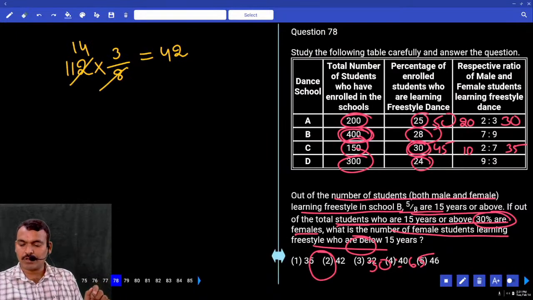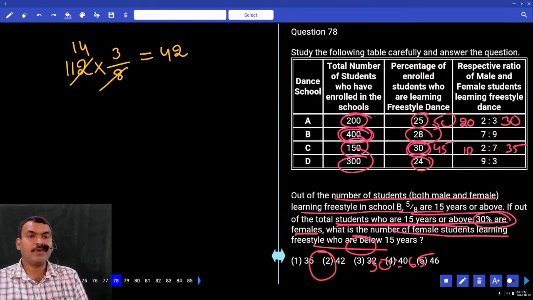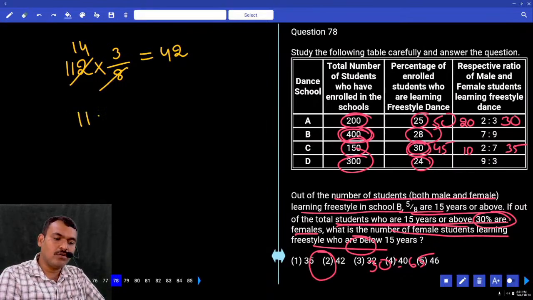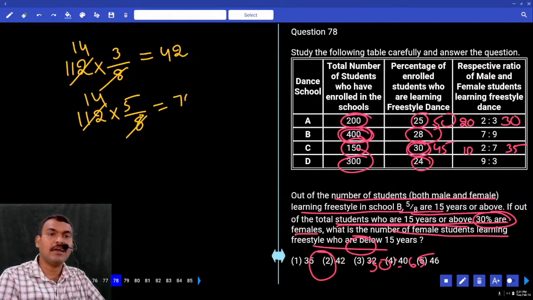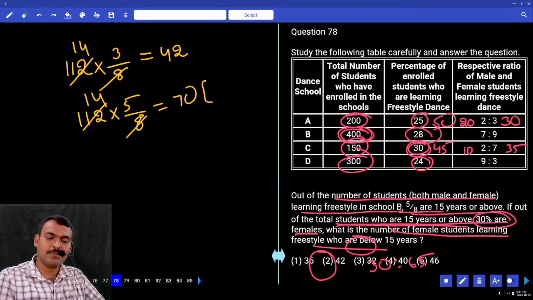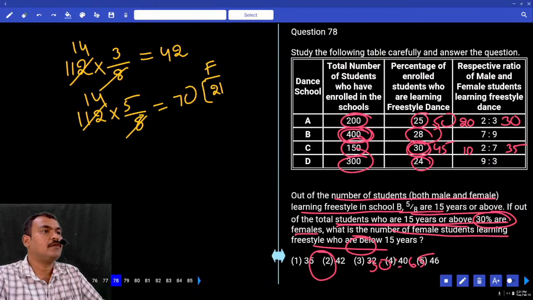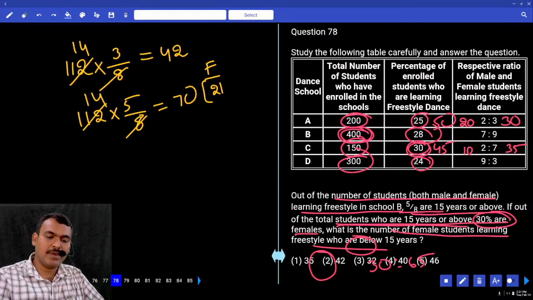Out of the total students who are 15 years or above, 30% are females. 112 into 5 by 8. What is 112 into 5 by 8? 14 fives are how much? 70. Out of 70, 30%. What is the 30% value? 21. Females are 21. Then males are how many members?